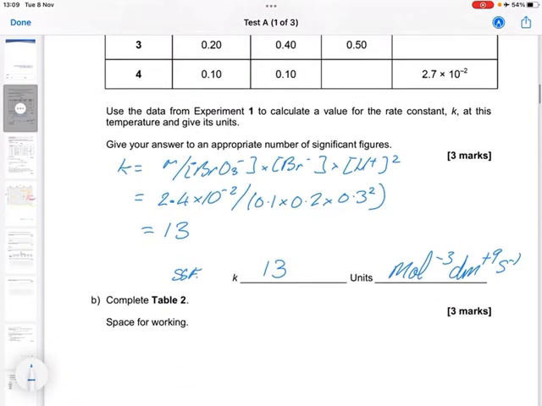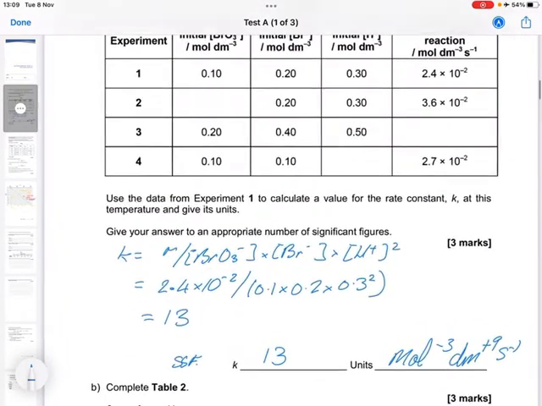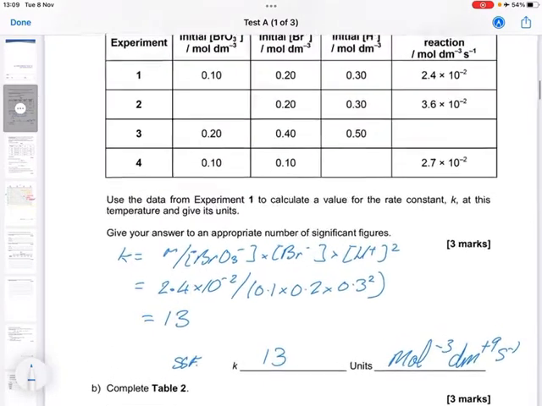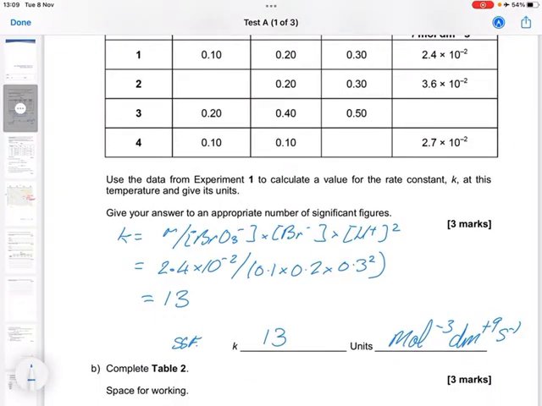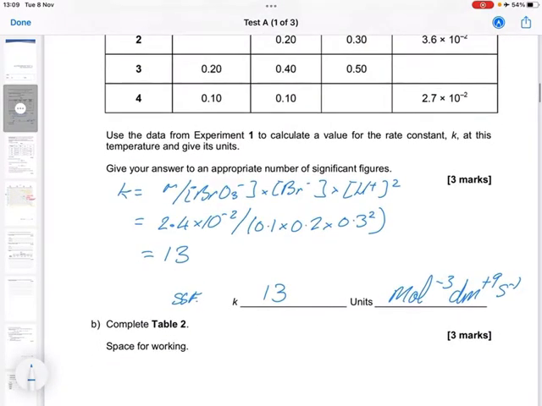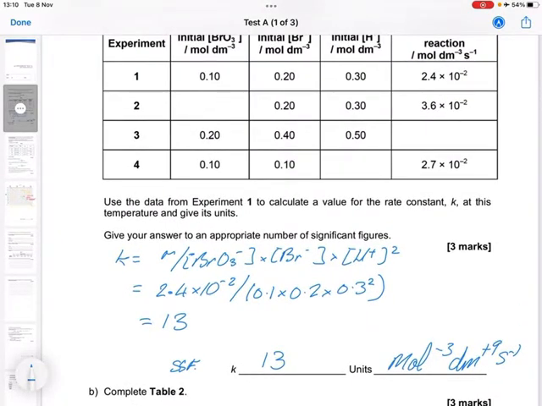Okay, complete table 2, so we can use the rate constant for working all of these out. Or we can have a look at what is going on with the reactions. It's probably easier to use k as 13 to work all of these out. So for this one in here.